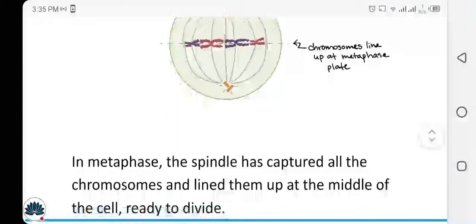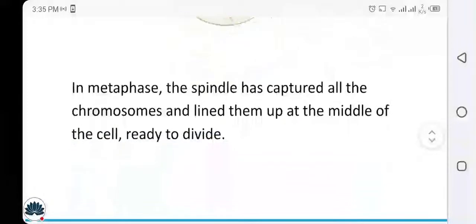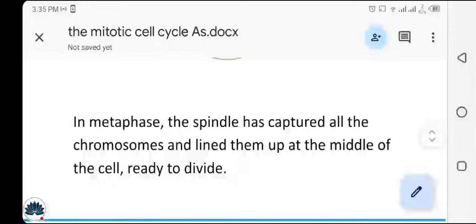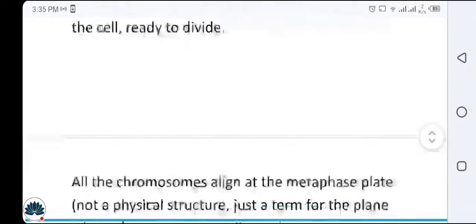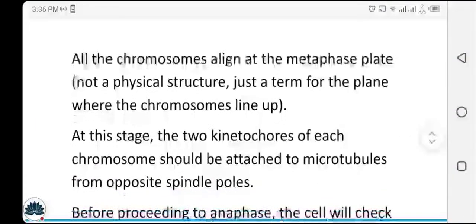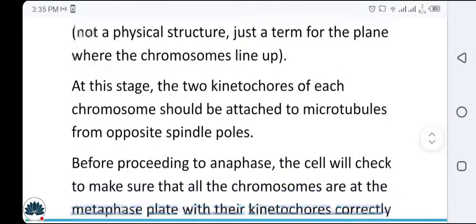So you can see what is happening in the anaphase. The anaphase will help you understand how this works. In metaphase, the spindle has captured all the chromosomes and lined them up at the middle of the cell, ready to divide. All the chromosomes align at the metaphase plate, not a physical structure, just a term for the plane where the chromosomes line up.